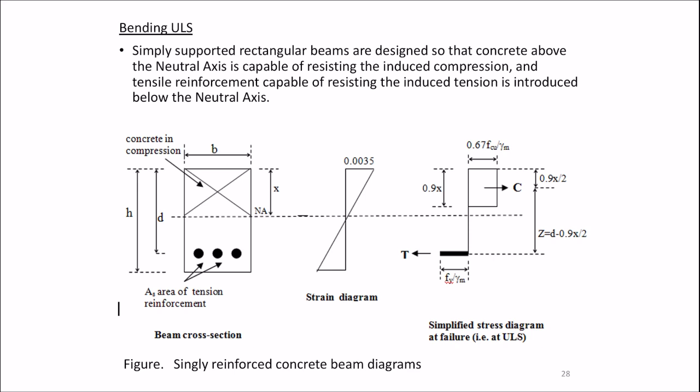Case. Bending ULS, simply supported rectangular beam are designed so that the concrete above the neutral axis is capable of resisting the induced compression and tensile reinforcement capable of resisting the induced tension is introduced below the neutral axis. So there is a reason kenapa dia letak reinforcement dekat bawah, dia bukan letak dekat tengah-tengah. Untuk beam, compression dekat atas ni lebih tinggi daripada tension. Kalau you masih ingat, kita belajar masa chapter 2, which is bending stress and shear stress. Dalam bending stress, if you still remember, you ada buat, you lukis this thing. Ini function dia, supaya kita tahu, right, apa yang you belajar. You will get something like this.